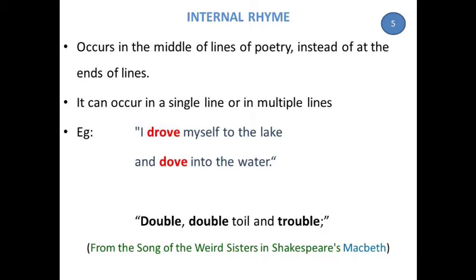As mentioned earlier, internal rhyme can also occur in a single line itself. The song of the Weird Sisters in Shakespeare's Macbeth is a classic and memorable example of internal rhyme within a single line. Double, double, toil and trouble. Here we find words which rhyme with each other in a single line itself.